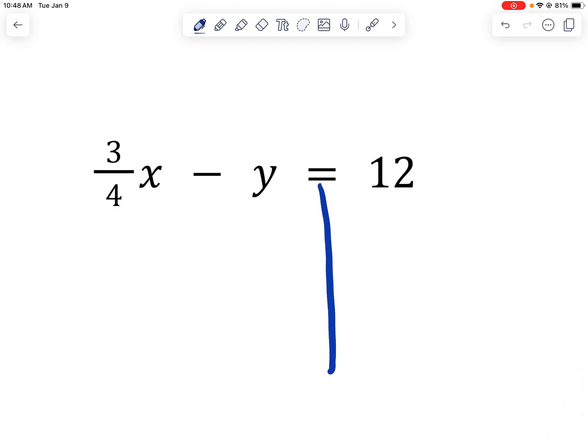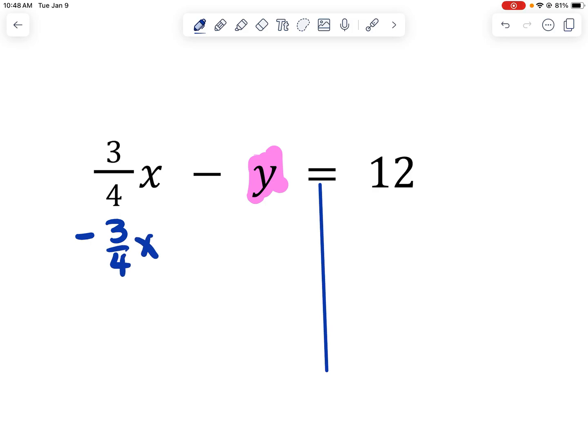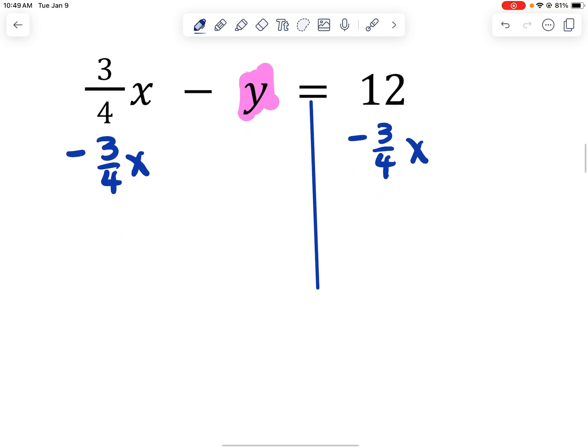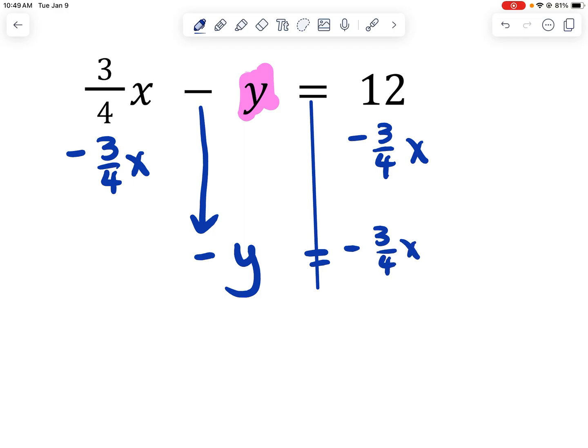Now you may say, oh no, a fraction. Well, let's see if this fraction is even going to bother us at all. Okay, so we want the y to be by itself. Right now, I need to move this to the other side, so I do negative 3/4 x to move that to the other side of the equal sign. Make sure to bring down the negative. That negative needs to come down. Equals negative 3/4 x plus 12.